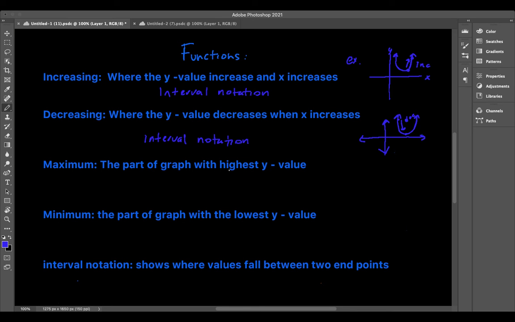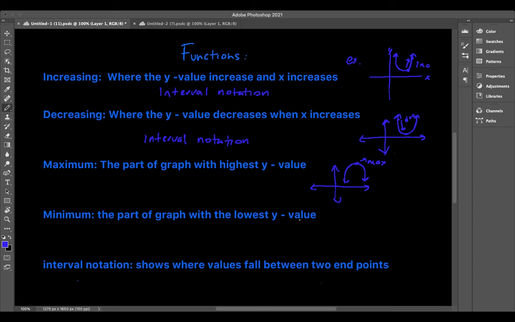Okay, so the next portion is the maximum. What is the part of the graph that has the highest y value? Remember, it always has to be y. If we have a parabola going this way, the highest point would be right here, so that would be the max. And there is no interval notation on that one. It'll be like x equals 4 or something like that.